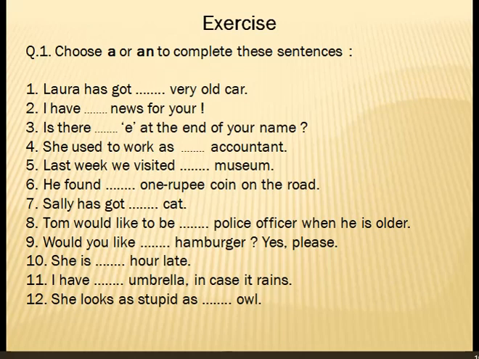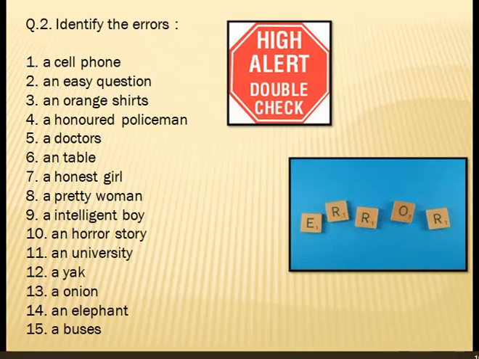Now children, here I have made a small exercise for you. The first question is choose a or an to complete these sentences. Here we have 12 sentences. Read them and choose the correct article to fill in the blank. The second one is identify the errors. Here I have made a list of 15 words, 15 nouns. Some of them are having correct articles and some of them are having incorrect articles. You need to identify the errors.